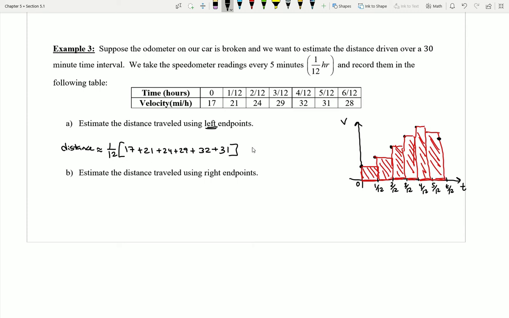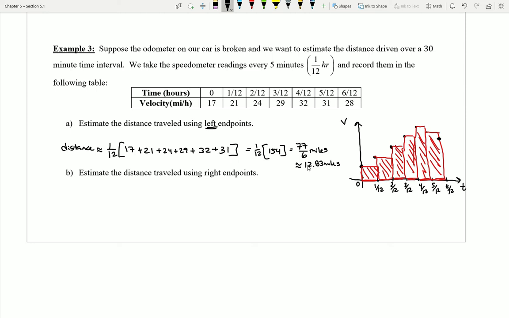So if I add all this up and simplify, I think I end up with 1/12 times, and this inside is 140 or 154. You could double check me on that. And I think that ends up as 77 over 6 miles, which is roughly in the range of 12.83 miles. We would estimate that's roughly about how far we traveled.